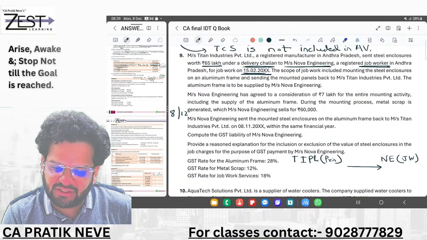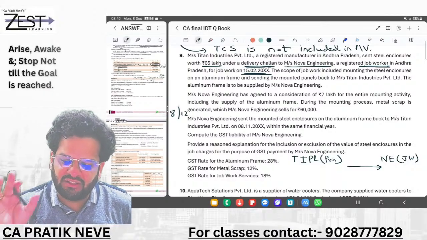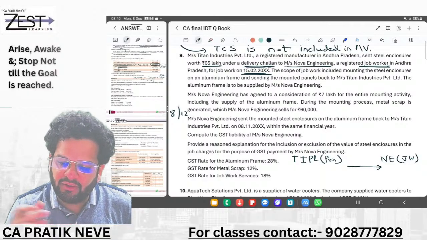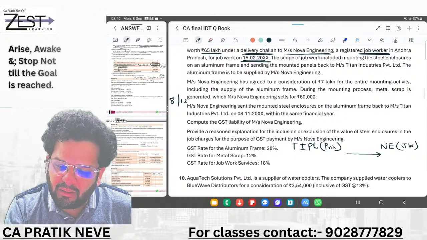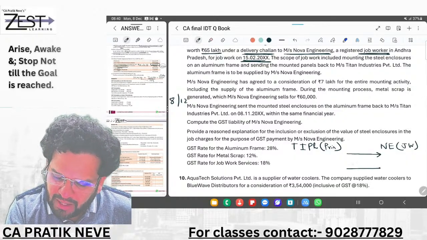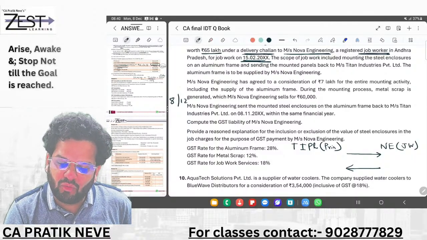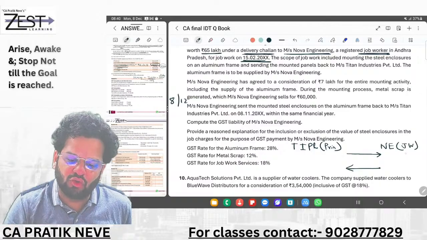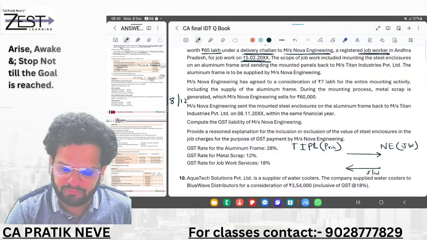So TIPL, Titan Industries, registered manufacturer in Andhra Pradesh, sent steel enclosures worth 65 lakhs. The registered job worker will do the job work. The scope of job work included mounting the steel enclosures on aluminum frame and then sending the mounted panels back. The aluminum frame is supplied by Nova Engineering. So Nova Engineering, while doing their job work, gives goods also. That's okay, but it continues to be job work service, as you all know.